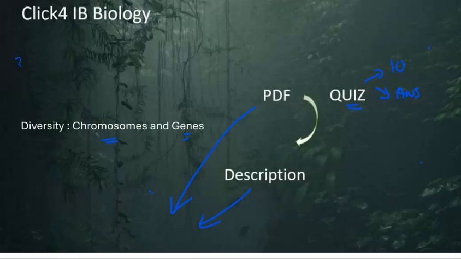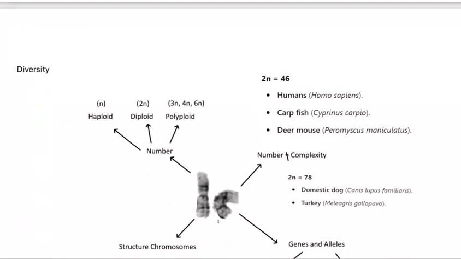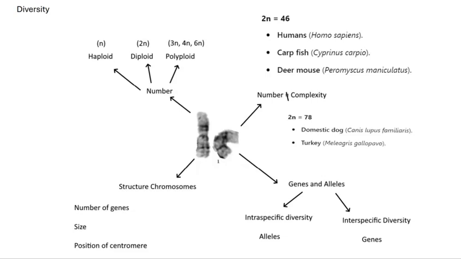So the diversity of organisms, but we're considering chromosomes and genes. Now, if we look to an overview of the diversity, we're aware, of course, that for sexually reproducing organisms, their gametes are often in the haploid state, designated N number of chromosomes. The diploid state would be 2N.